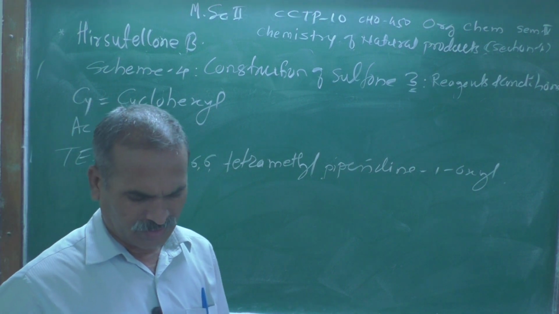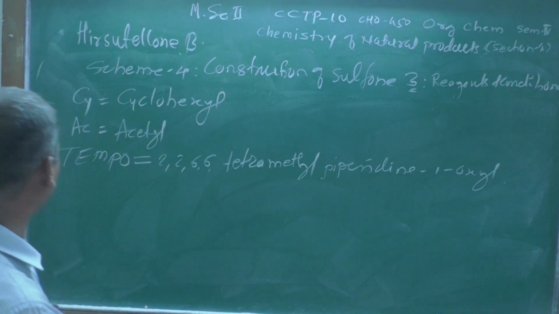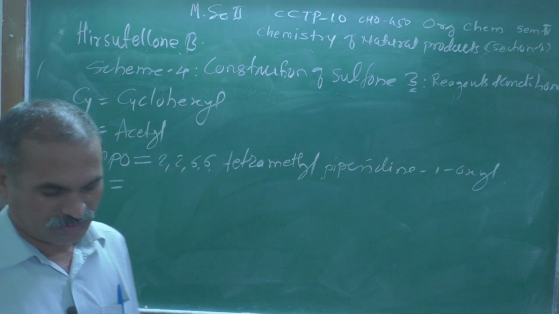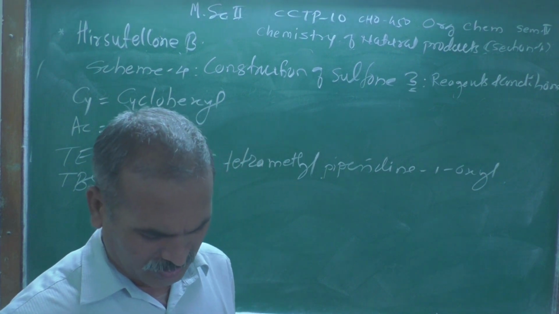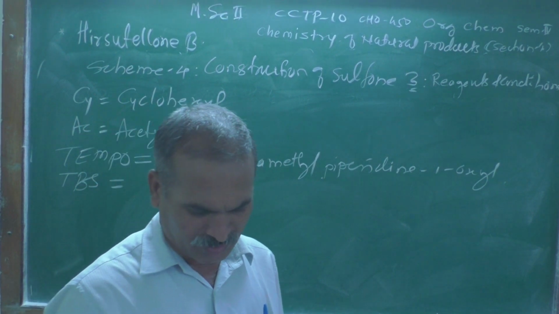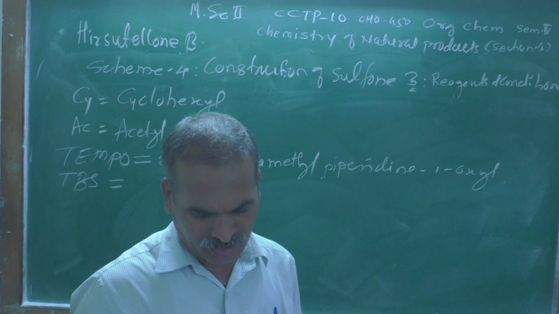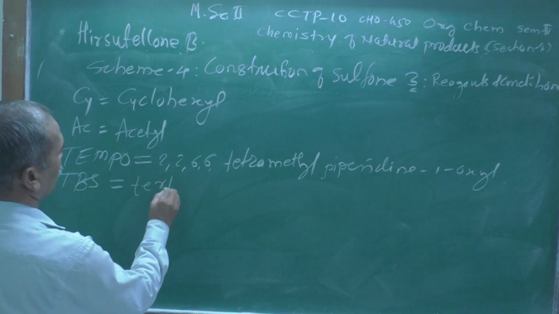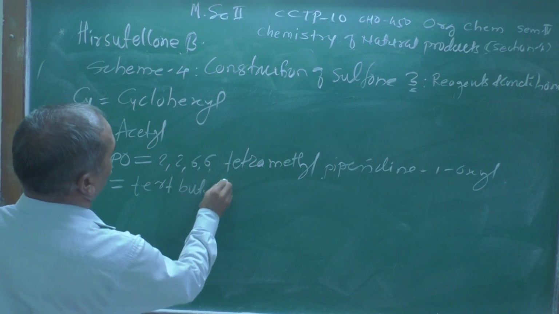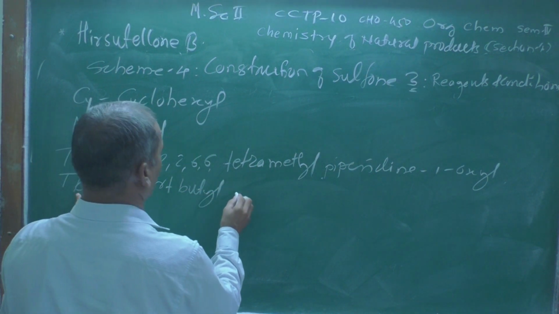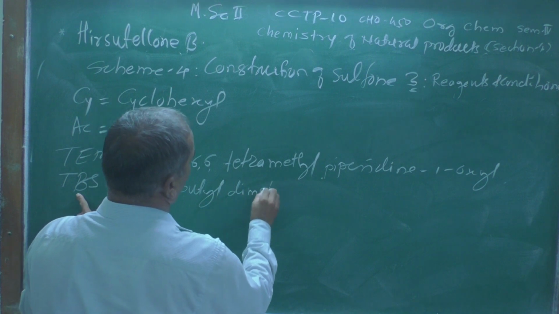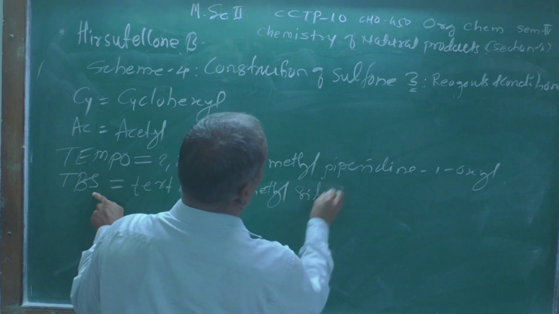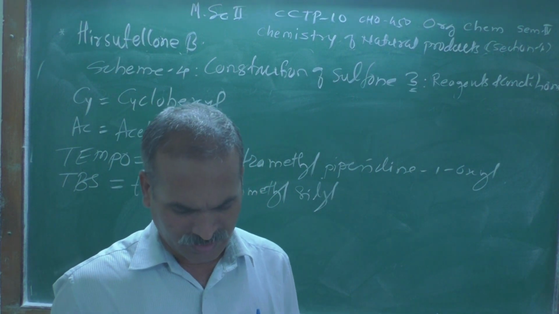And the next one is TBS. What is the full form of TBS? The full form of TBS will be tertiary butyl dimethylsilyl.